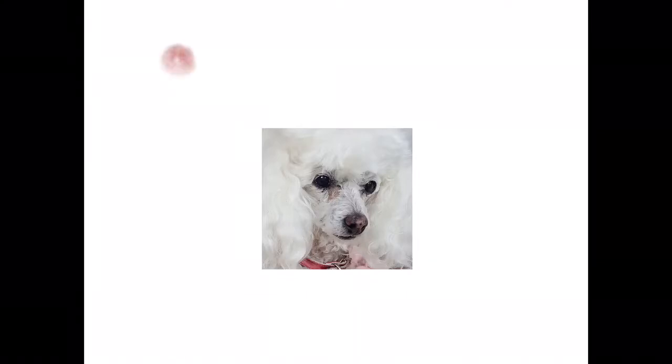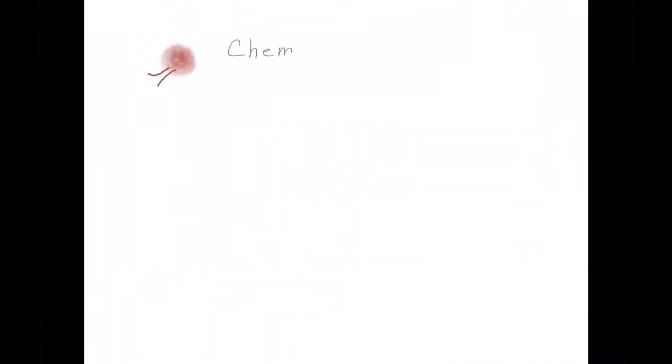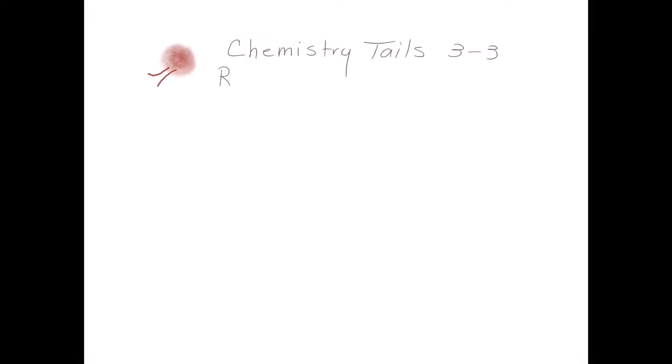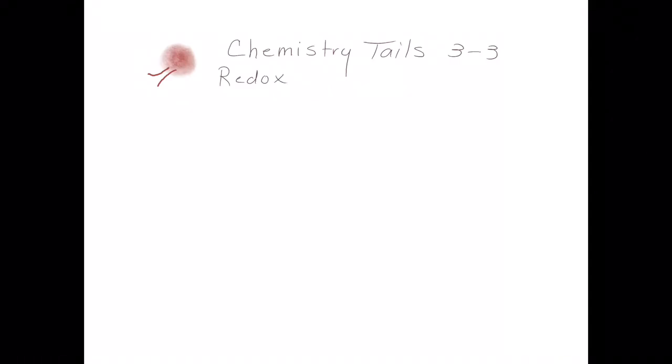Welcome to Chemistry Tales. This is Tale 3-3, in which we hope to be able to calculate a cell potential when using the Nernst equation. We are doing this in completion of our laboratory experiment in which we reacted dichromate solution with iron.